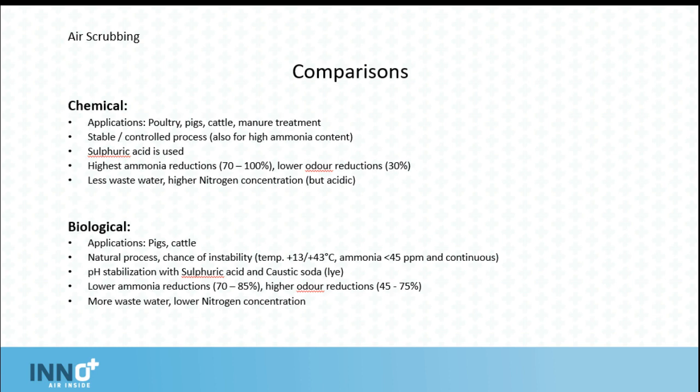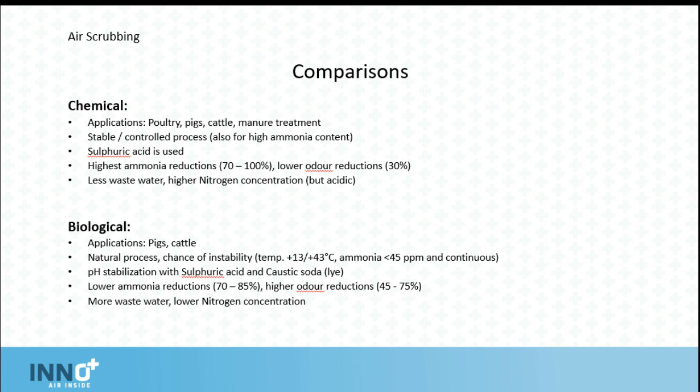So what are the comparisons? For the chemical processes, the applications usually are poultry, pigs, cattle and manure treatment. So to say, all the processes in our business. It is a stable, controlled process, also for high ammonia content for manure treatment. Sulfuric acid is used. We have the highest ammonia reduction, 70 to even up to 100%, but lower odor reduction. Around 30% is the maximum for chemical air scrubbing. And what we have is less wastewater, but with a higher nitrogen content. But it is acidic, so take care.